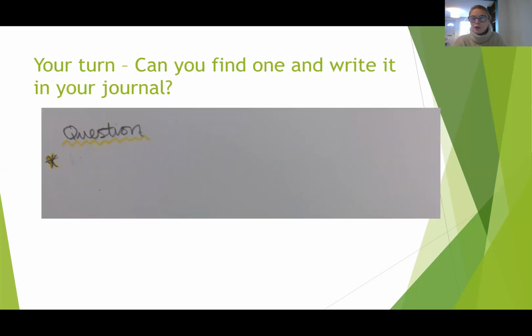Right, your turn. Can you read through more of the Gruffalo? See if you can find another question and write it in your journal, please. Pause me and off you go.